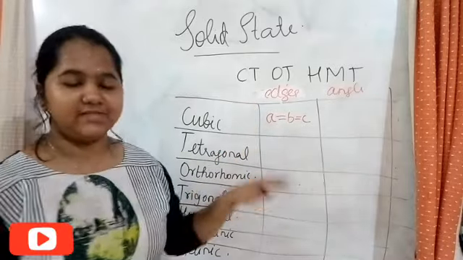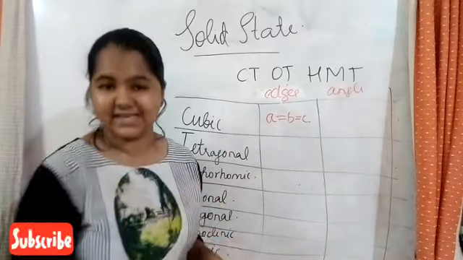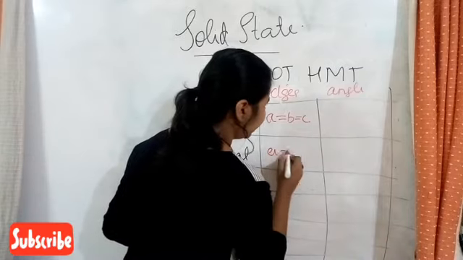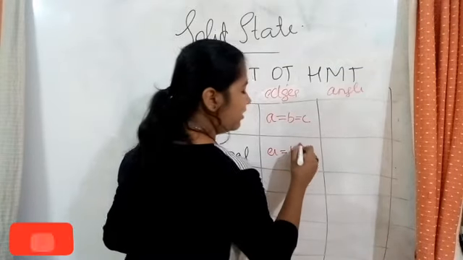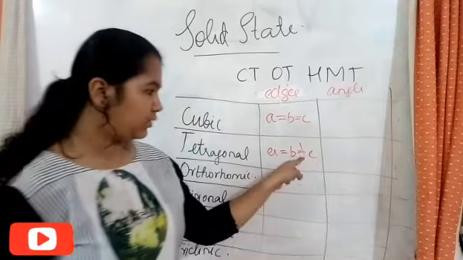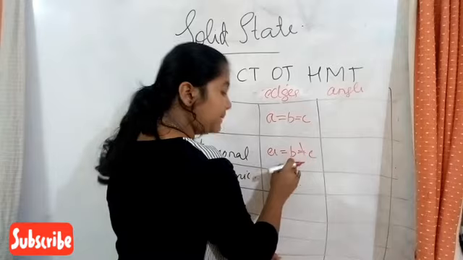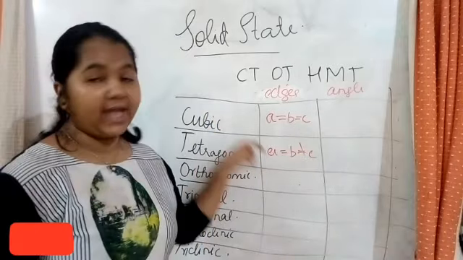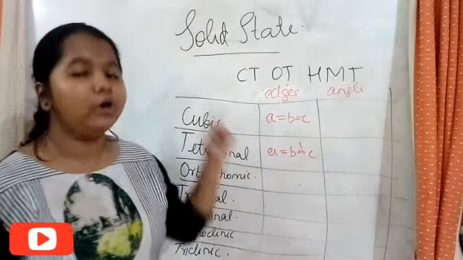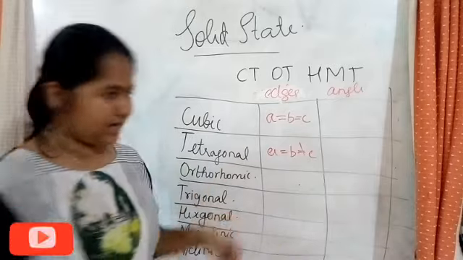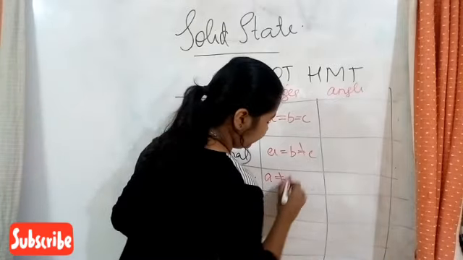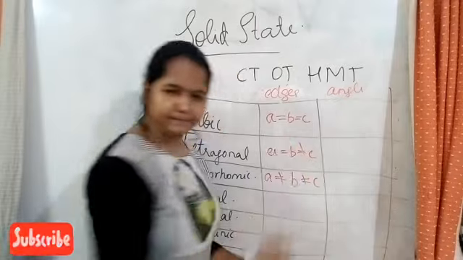The second one, for tetragonal, what would we do? We would cancel out one of them. When you cancel out one of them, it should be like this: A is equal to B, not equal to C. So A is equal to B, not equal to C for tetragonal. And the next one is A is not equal to B is not equal to C.